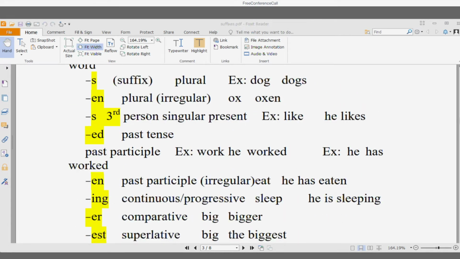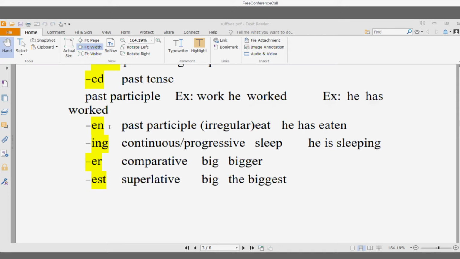عندي S third person singular present. So ال third person singular S أو S الشخص الثالث هي أيضا تندرج ضمن inflectional. likes هذه اللي نضيفها على الفعل في حال كان الفاعل مفرد، هي likes مثلا. ال ED past، ال ED اللي هي نضيفها للفعل حتى نحوله للماضي أيضا هي inflectional. worked or he has worked.